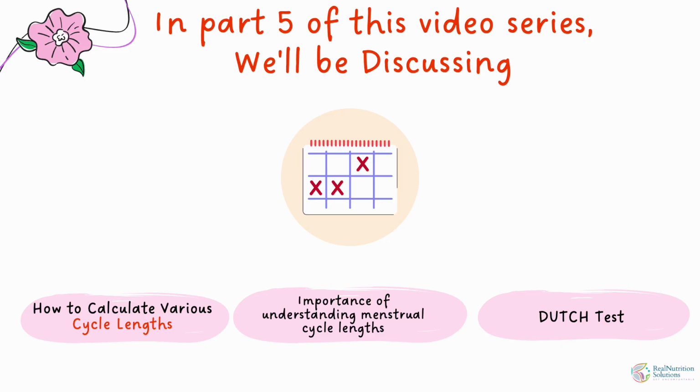Again, if this is your first time here, I recommend watching the other videos in this series to gain a better understanding of the topics we've covered so far. But in part 5 of this series, we'll focus on manually calculating our cycle lengths. Of course, there are apps that can do this. However, it's important to understand the process, as this will help you to identify any changes that may be occurring. We will also emphasize the importance of understanding the cycle lengths and introduce you to a useful tool that most functional nutrition practitioners will use to identify potential issues throughout the menstrual cycle. Specifically, in today's video, we're going to be talking about the Dutch test.